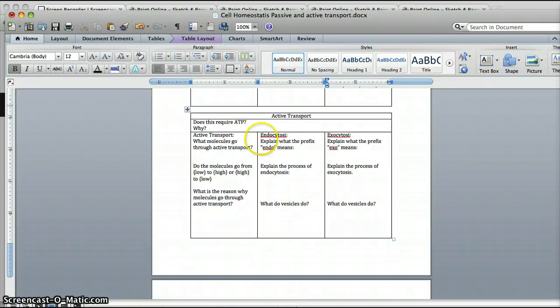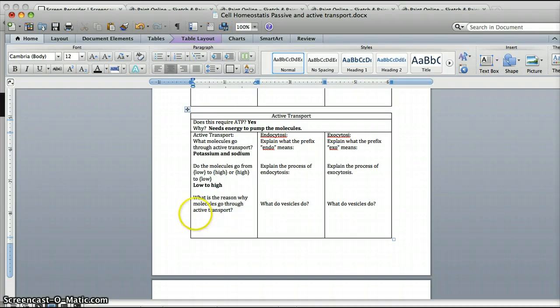So active transport. Does active transport need ATP? Yeah, it needs the energy. Okay, so it needs energy to pump the different molecules. Now, active transport. What molecules go through active transport? So that's both potassium and sodium. Sodium is also known as salt. So do the molecules go from low to high or from high to low? They go from low to high.